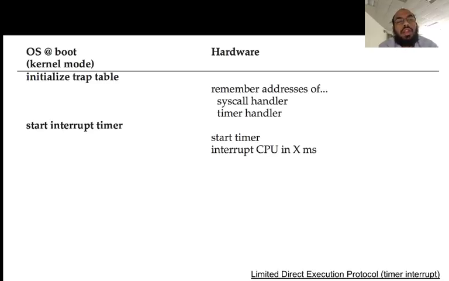So if we look at how things are actually done now with this extra level of complication, at boot you initialize the trap table. You remember the addresses of the different syscall handlers, and you remember the address of the timer interrupt. Then you start the timer, and you interrupt the CPU in X milliseconds, or actually mostly microseconds, not even milliseconds.